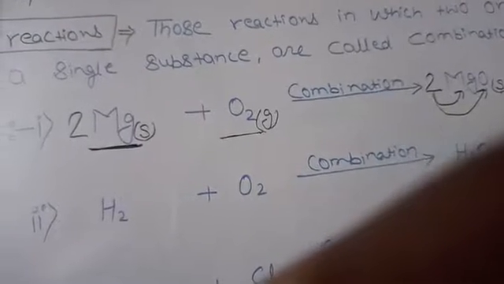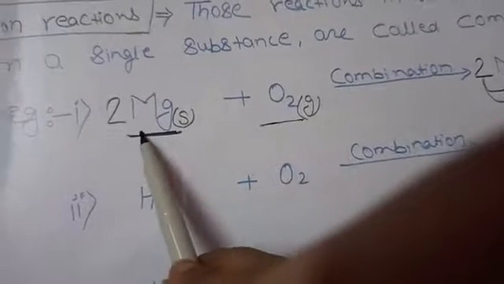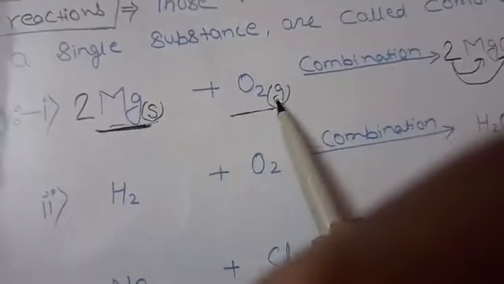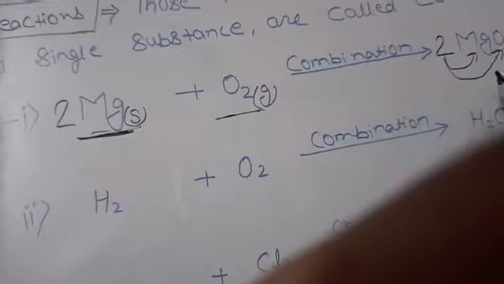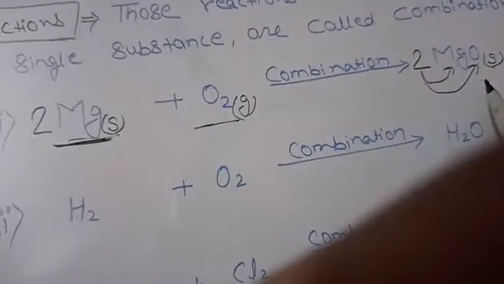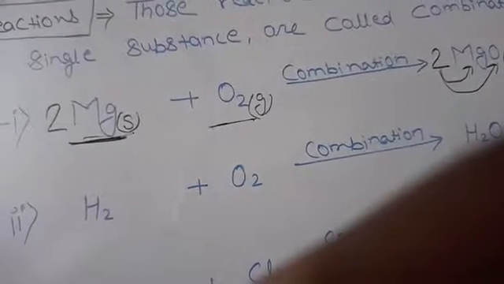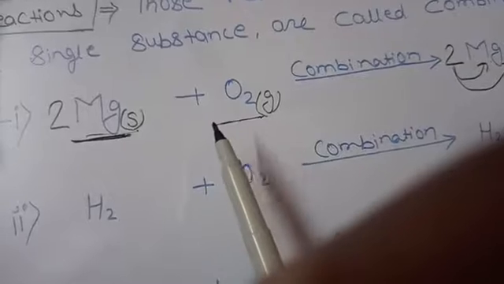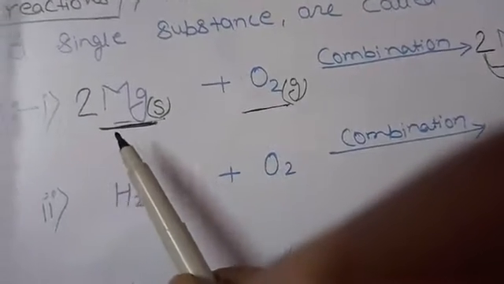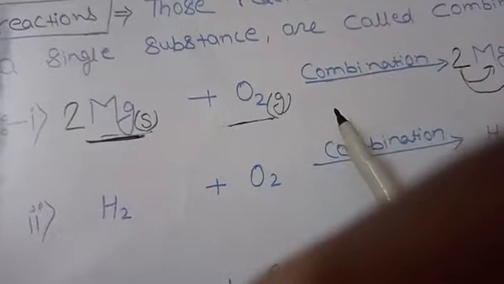So here it is a combination reaction. Two elements, magnesium and oxygen, are combining to form a single compound called magnesium oxide. In this reaction, magnesium ribbon or magnesium wire, we can say, is burning in the presence of air and giving magnesium oxide.